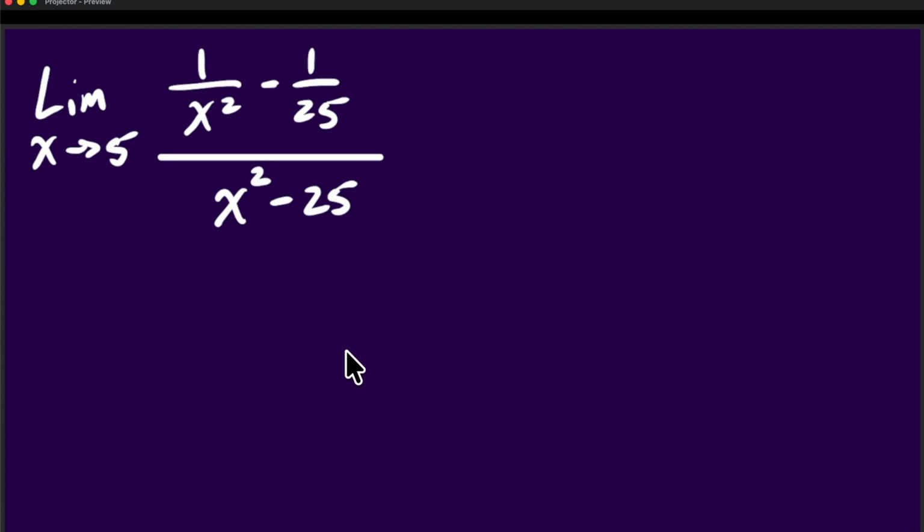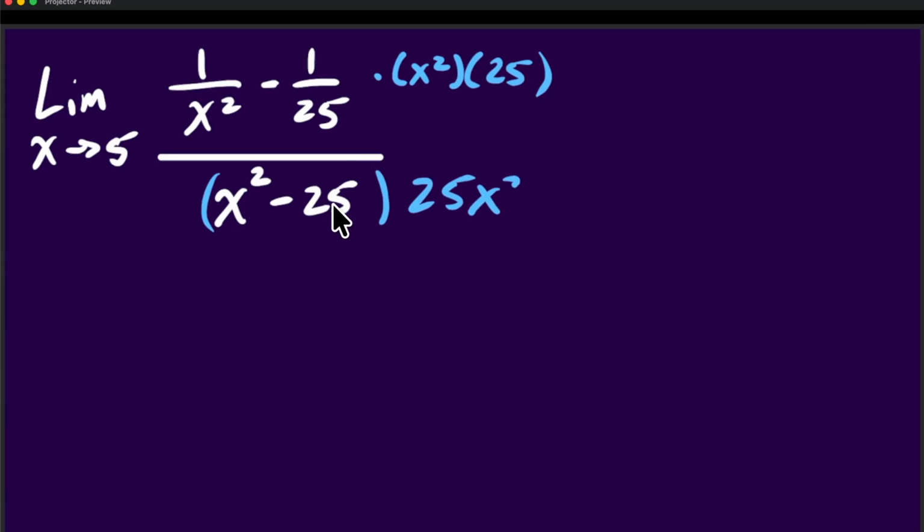Next, we have the limit as x approaches 5 of this rational function with a complex fraction. So again, we're going to use the bomb technique. So we're going to multiply on the top by x squared times 25, and we're going to do the same on the bottom. Let's leave it as 25x squared on the bottom.